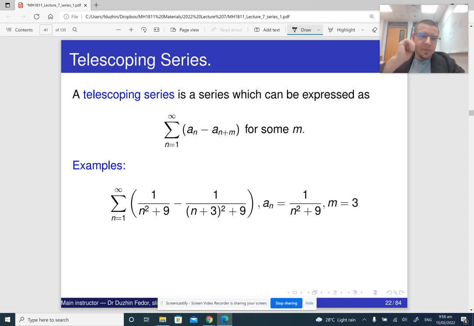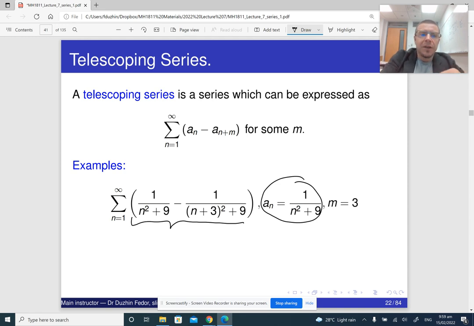Here is an example. So what is this? Here we can see that the given series is the sum of terms, each of which is the difference of elements of another sequence defined by this equation, right?